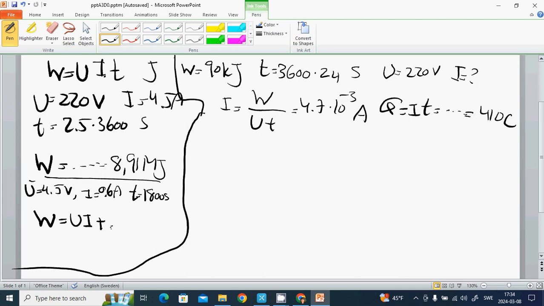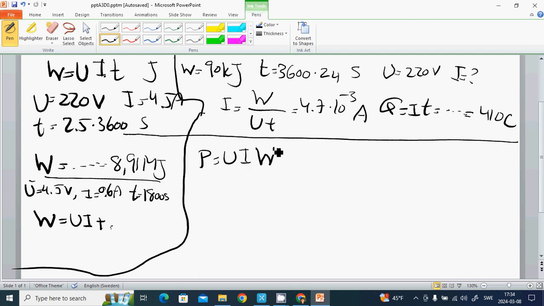Okay, now we are going to talk about electric effect, and we have P equals UI, and the unit is watt. We are going to have an electric lamp assigned U equals 220 volt, and P equals 60 watt. What is the I passing by the lamp? It equals P divided by U, and we put those values in, and it is 0.27 ampere.